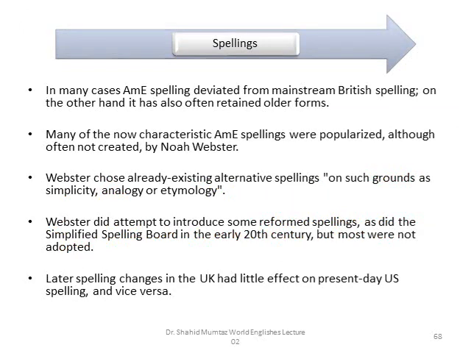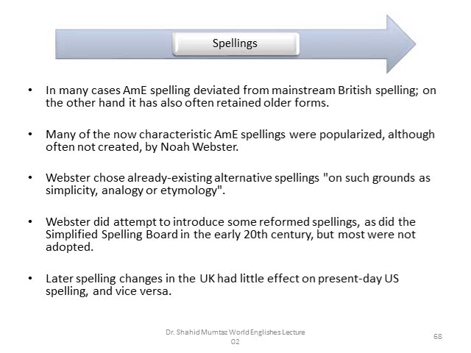In many cases, American English spelling deviated from mainstream British spelling. On the other hand, it has also often retained older forms. Sometimes it deviated from mainstream British spelling, and it also retained some older forms as well, the American English. Many of the now characteristic American spellings were popularized, although often not created, by Noah Webster. Webster chose already existing alternative spellings on such grounds as simplicity, analogy, or etymology.